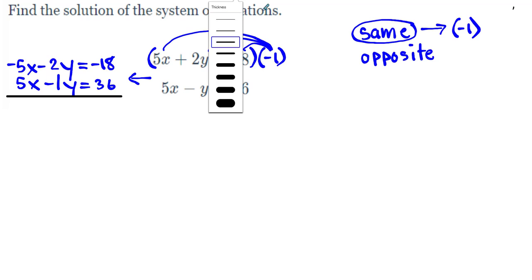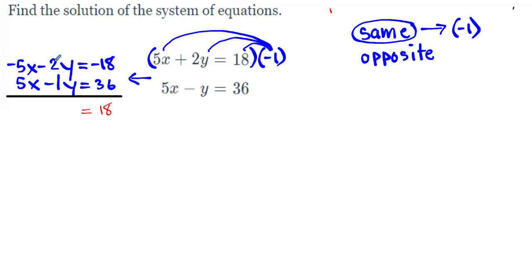We have -18 and 36. That's going to leave me with a positive 18. -2y and -1y is -3y. And then the -5x and the positive 5x, they will cancel out. Again, we already kind of knew that. After that, I'm going to divide by -3 on each side, and I would simplify that to y is equal to -6.